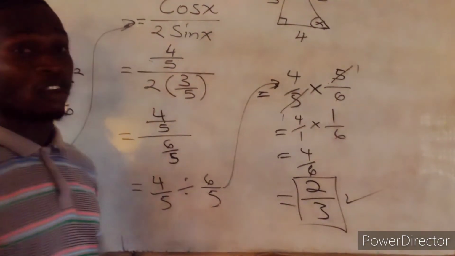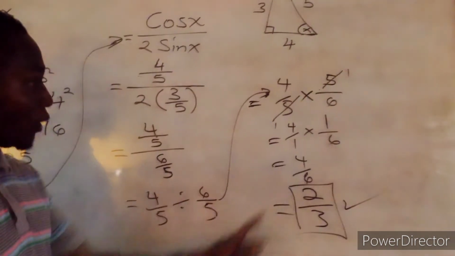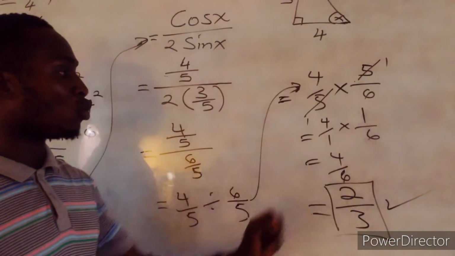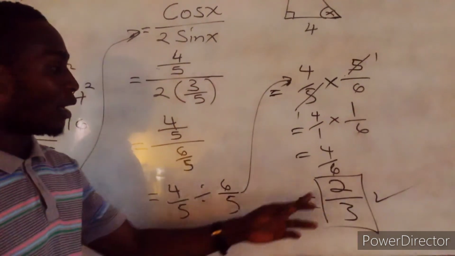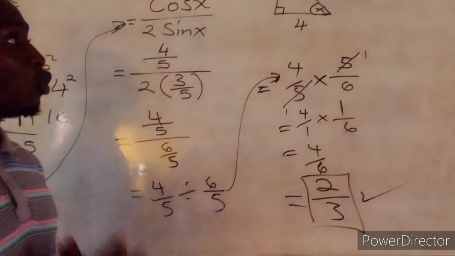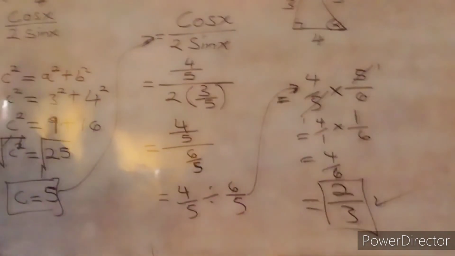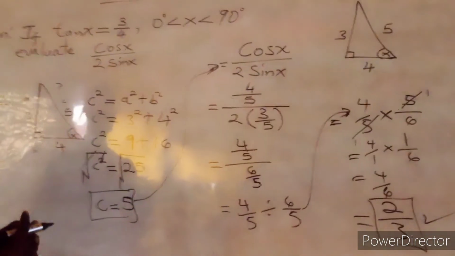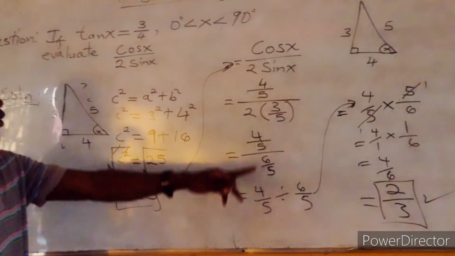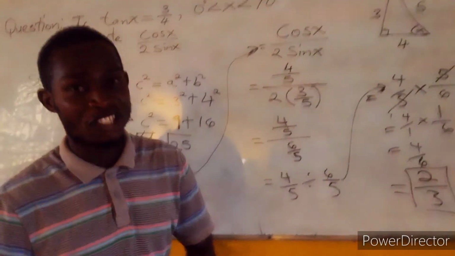4/6 is a fraction that can also be reduced into a smaller fraction. You can find 2. That means 2 can divide 4 and also go into what? 6. So 2 going into 4 how many times? 2 times. And 2 going into 6 how many times? 3 times. So our solution for this problem that says cos of x divided by 2 sine of x, our solution set is 2/3.